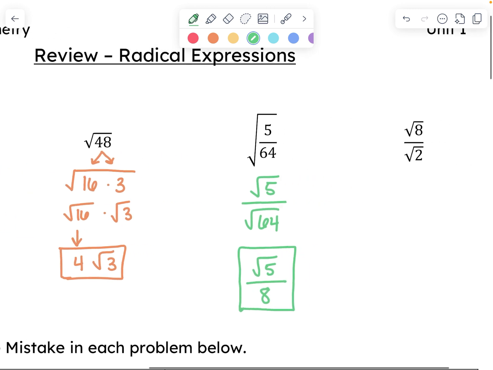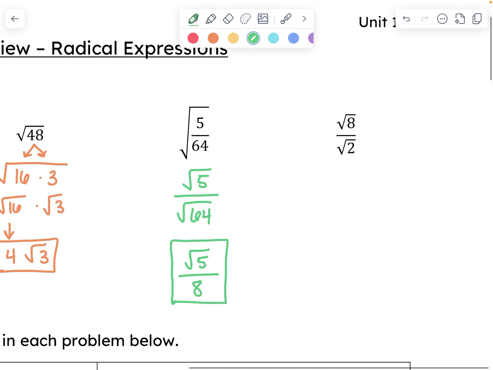But the next one is not as nice and pretty as this last one was. Our denominator is the square root of 2, which is not a nice perfect square. So there's not really as much that we can do here. On the top, I have the square root of 8. And I can simplify that. I can split that apart. 8 can be 4 times 2. So I can write that as the square root of 4 times 2 over the square root of 2.